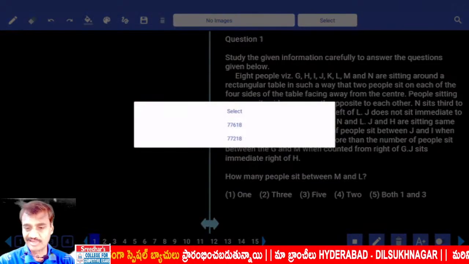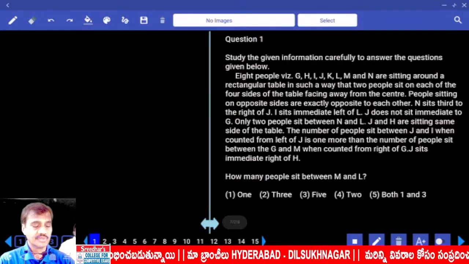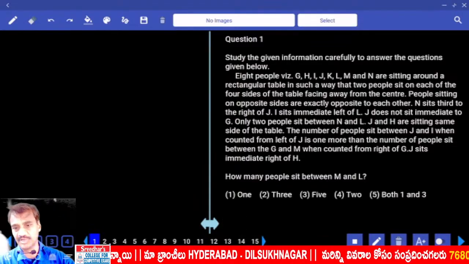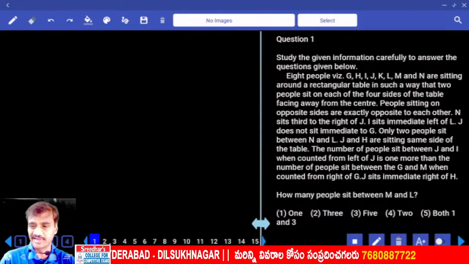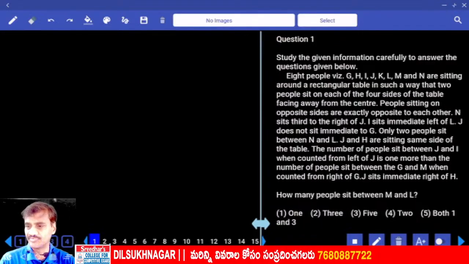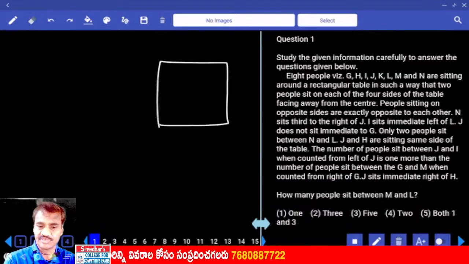Now in this paper number 18, clerk prelim, question numbers 1 to 5. Here, 8 people are seated around a square table. Rectangular table, 2 people on each of the 4 sides.